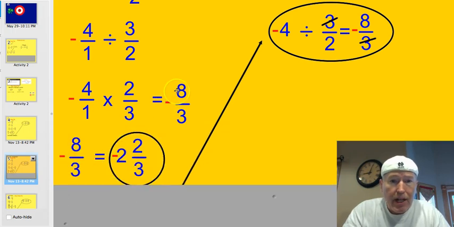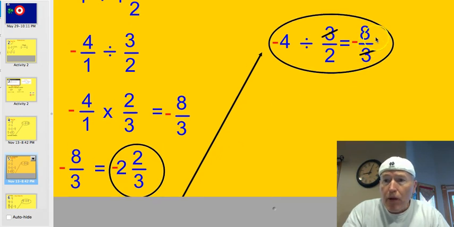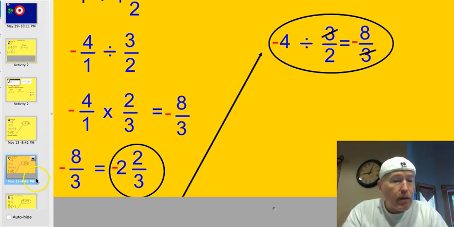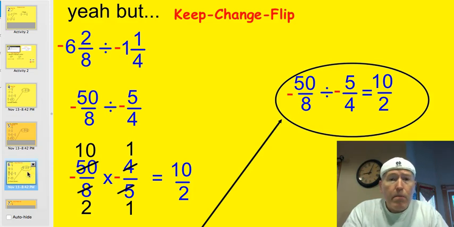We end up with a negative 8/3. A negative 8/3 is really equal to a negative 2 2/3. Using the improper form, we could check our answer. We have negative 8/3. If we multiply, oh, sorry, we can cross reduce here, I guess. Then we would have negative 8/2, which is the same as negative 4. All right, very good. But what if it's two mixed numbers?